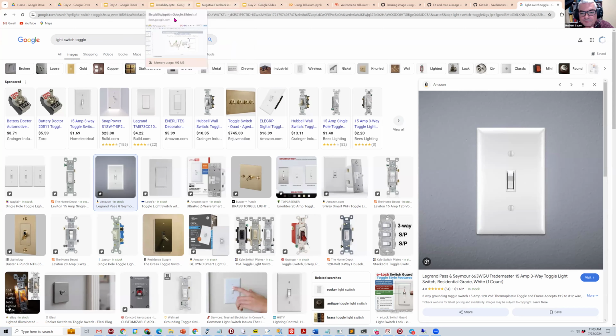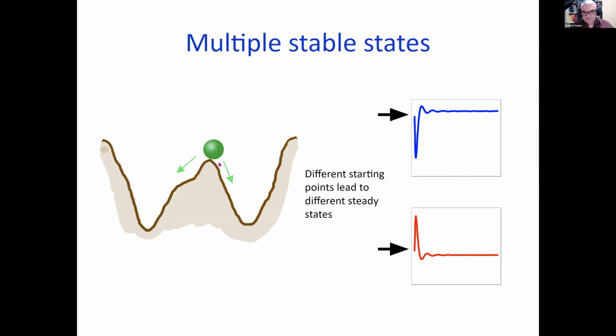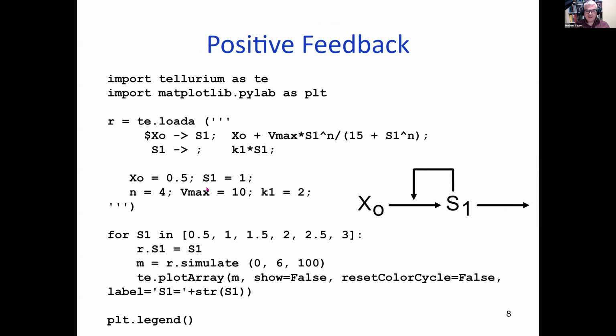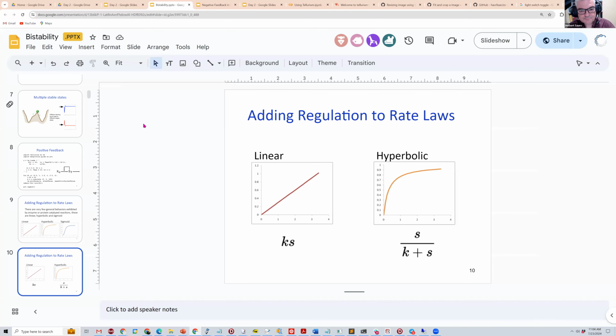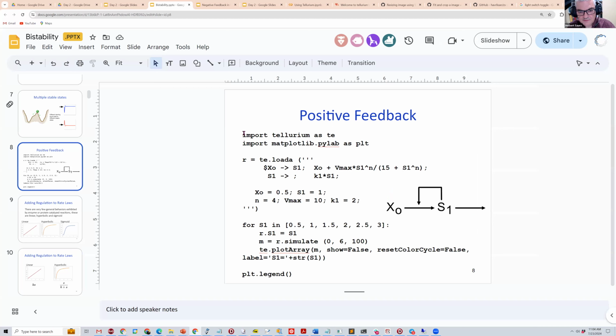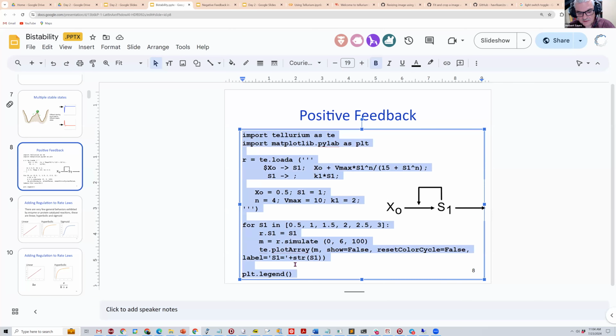So, let's go back to this. All right. So how are we going to build a bistable switch? To build a bistable switch, we need some kind of positive feedback. And this is the simplest possible model you can make to show bistability. I'm going to grab this, and then we'll go over this in Tellurium.